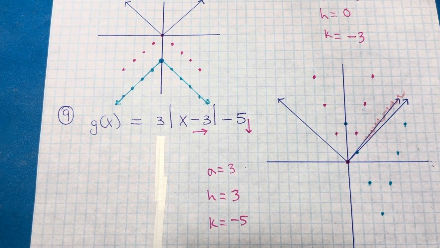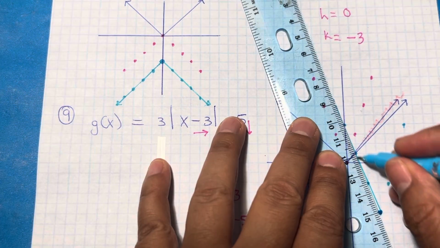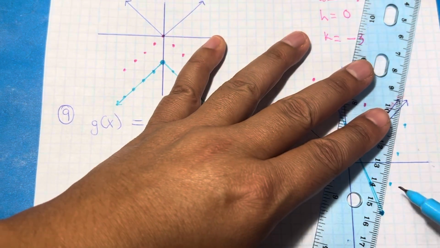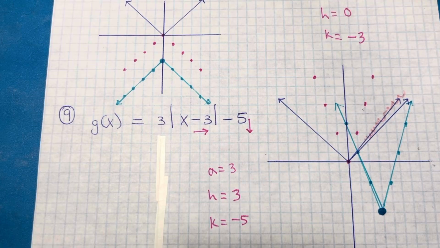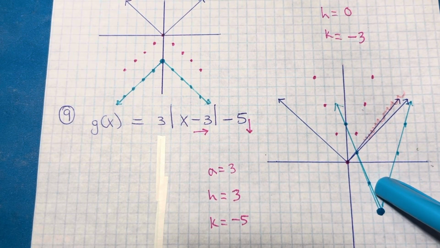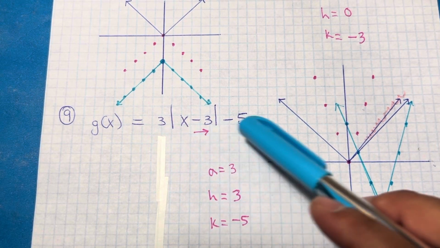Now I'm able to connect my points. Be careful because you might end up with a graph that is not going through the points that they're supposed to go through. So this is my new graph with all 3 transformations.